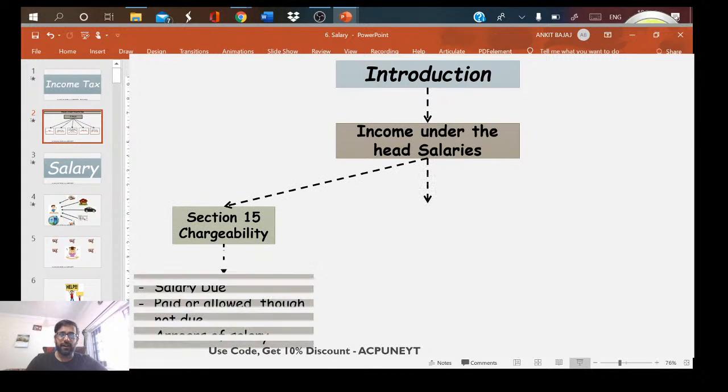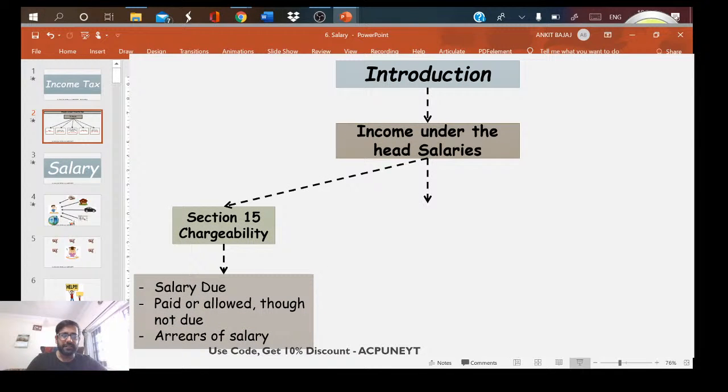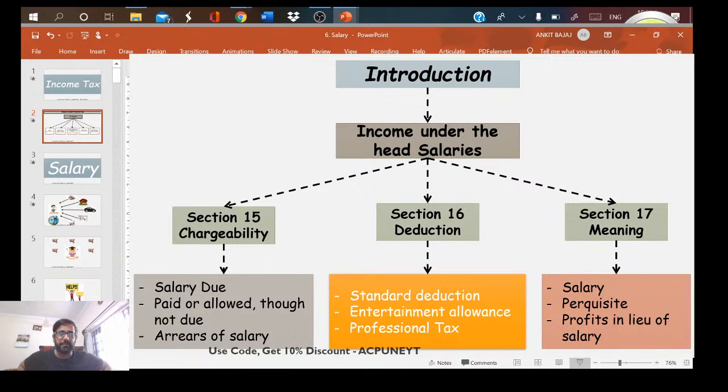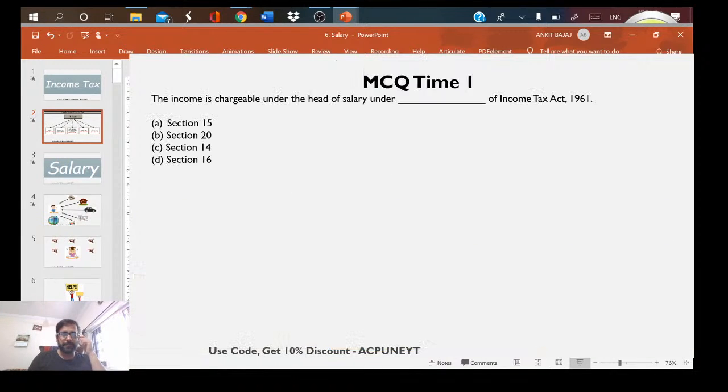As an introduction, there are three sections under the salary chapter. Section 15 is for chargeability, section 16 is for deduction, and section 17 is for meaning. We will cover these three sections in detail, and I will try to complete this salary chapter today itself. Here the first MCQ is given.